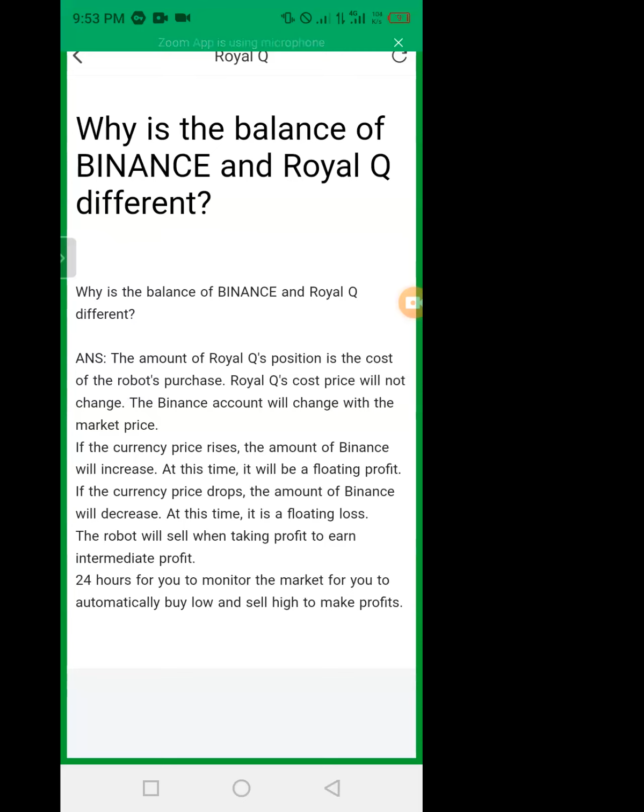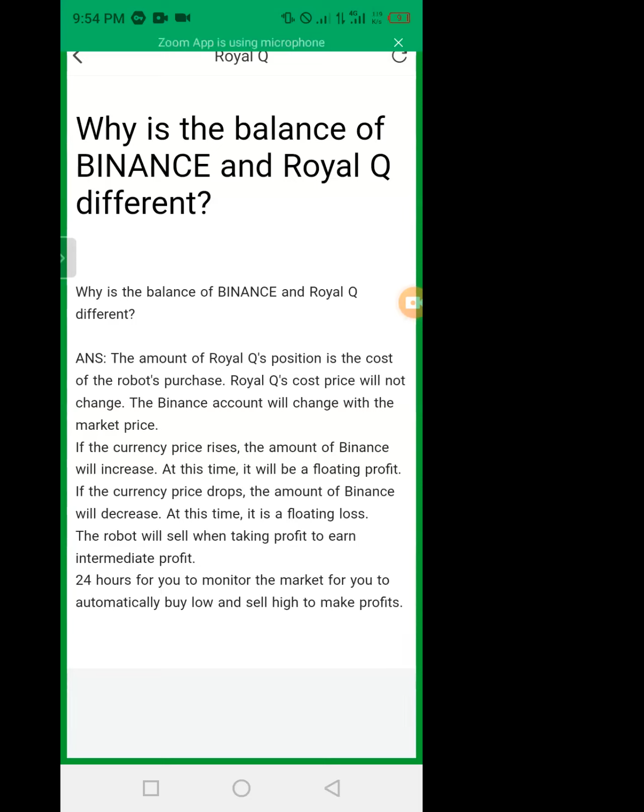24 hours for you to monitor the market, for you to automatically buy low and sell high to make profits. This one answers the question people always ask: "Hey, but Madam Harriet, I am seeing my money is reducing in Binance. What is the problem?" It means the price of the coin you are trading has gone down a little bit. The balance in Binance reduces with the market. As the market is going up, the balance increases. As it is going down, it goes down.